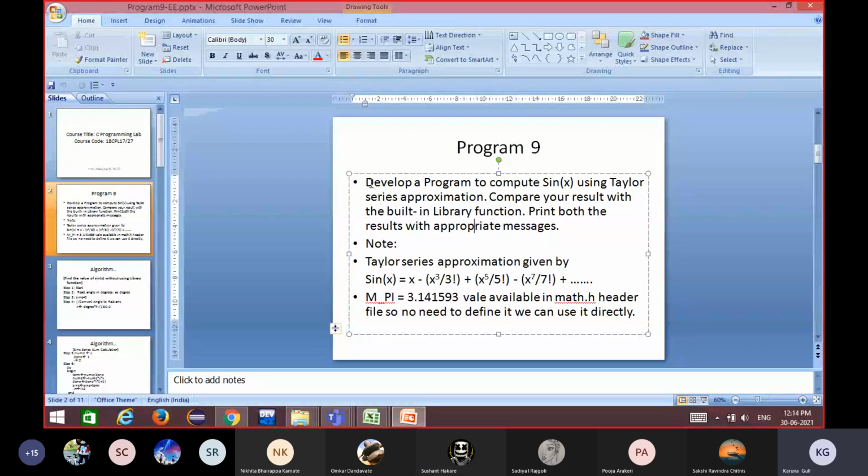Okay, so now this is the 9th lab program I'm talking about. Every program has its own way, so please be prepared with every program. If you have any doubts, you can ask me. I will close the session.